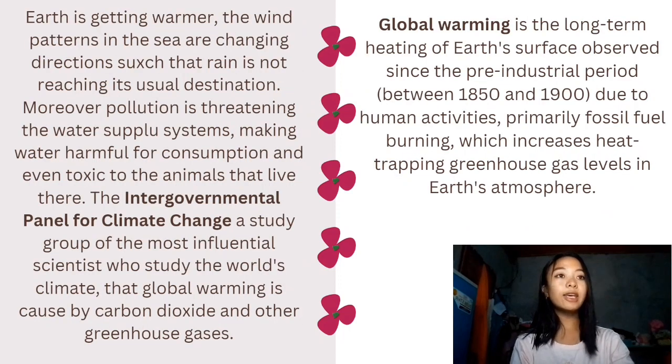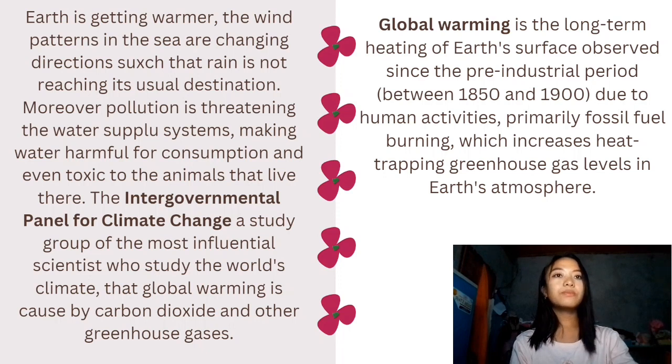Global warming is defined as a long-term heating of Earth's surface observed since the pre-industrial period due to human activities, primarily fossil fuel burning, which increases heat-trapping greenhouse gas levels in Earth's atmosphere. So, the Intergovernmental Panel on Climate Change, a study group of the most influential scientists who study the world's climate, says that global warming is caused by carbon dioxide and other greenhouse gases.